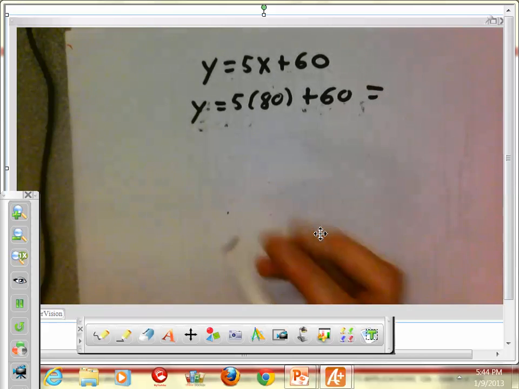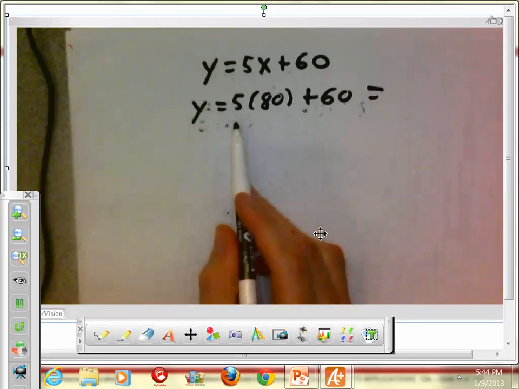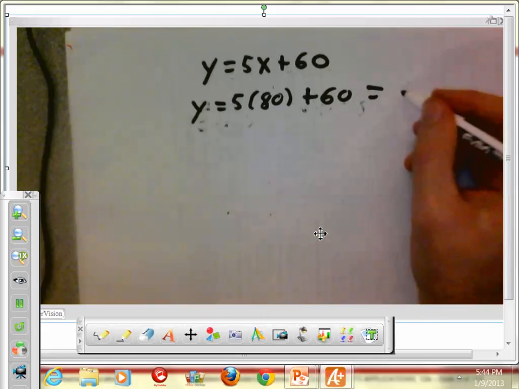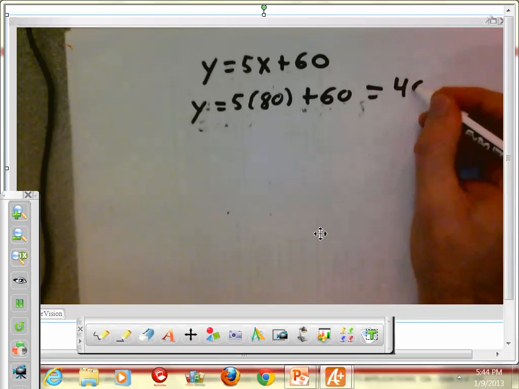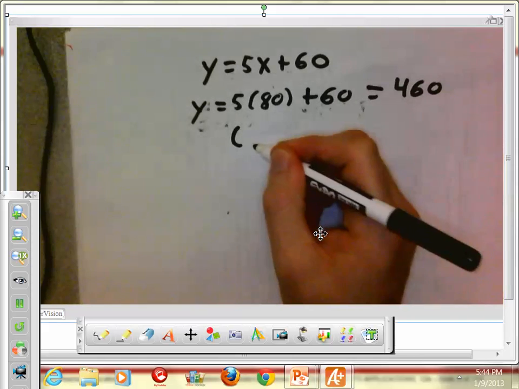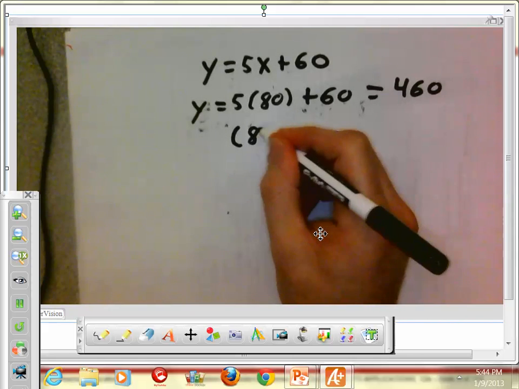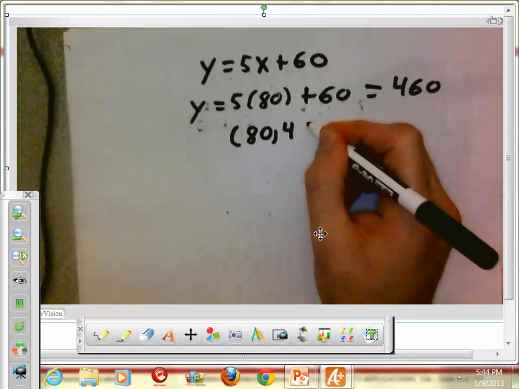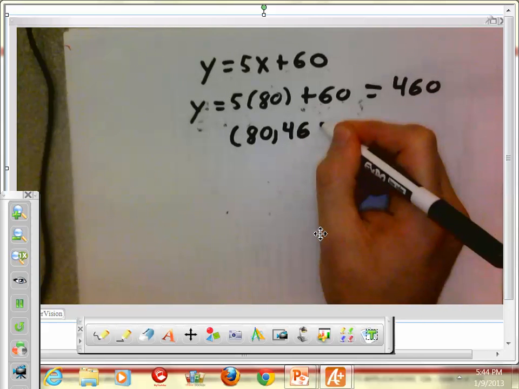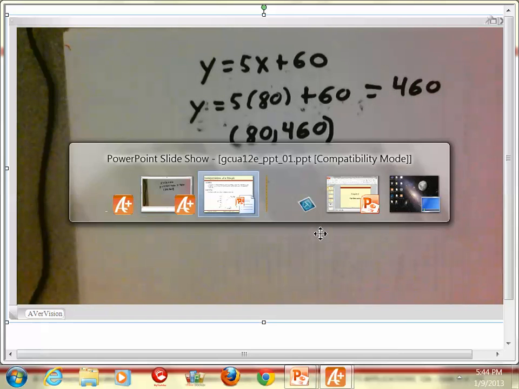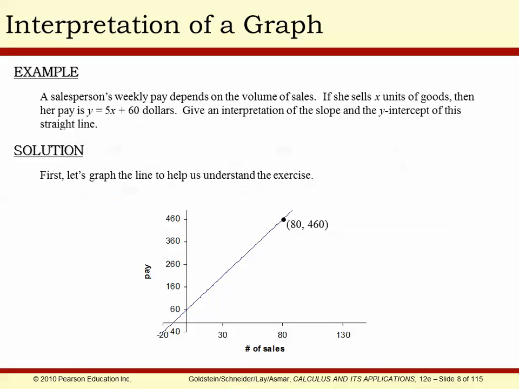So 8 times 5 is 40. So 80 times 5 is 400. Plus 60 is 460. Okay? So that gives us the point on the line when x is equal to 80. We know that her earnings for those sales give her $460. Okay? So let's go back to the example. Stop me if you have a question.